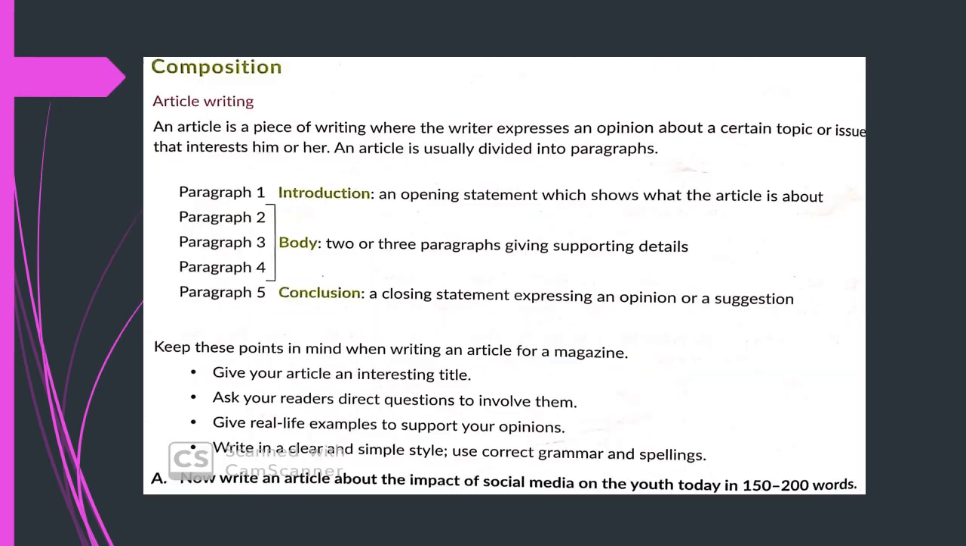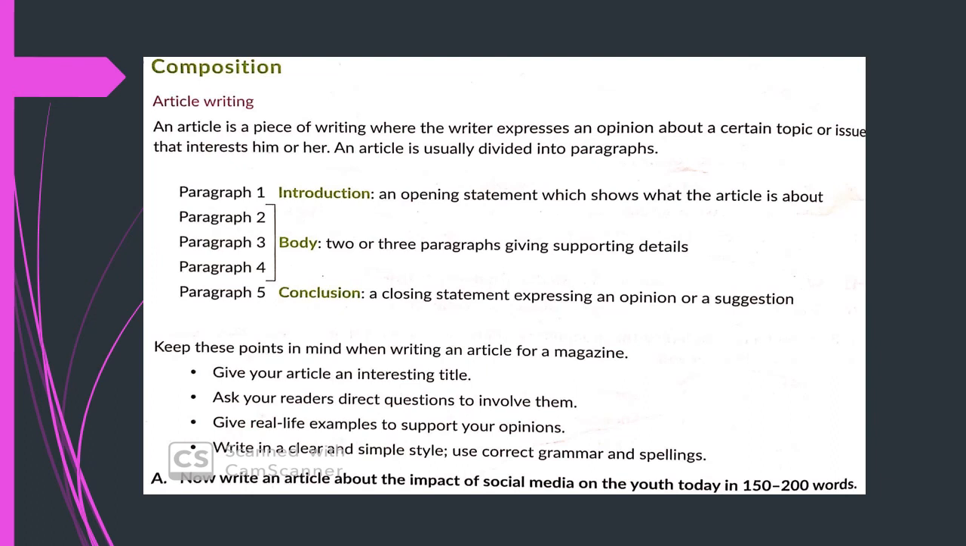Okay, coming to the article writing part, here is a composition. We have already discussed article writing in a separate video. What is an article? A piece of writing where the writer expresses an opinion about a certain topic or issue that interests him or her, and there are generally 5 paragraphs. One is introduction, 3 paragraphs are body, and last one is conclusion.